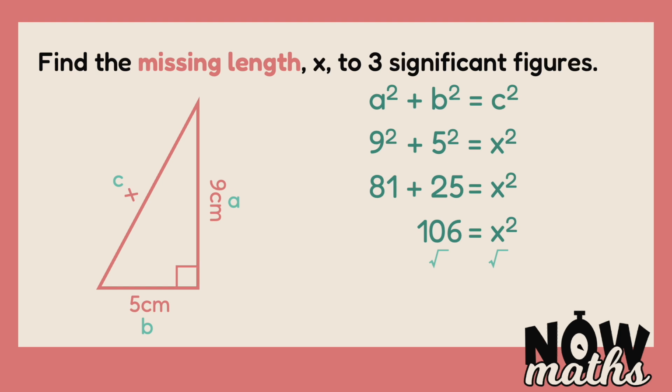And when we square root the left hand side, this time we're going to get a decimal, which is going to be 10.29563 and so on. And on the right, we'll end up just with x.